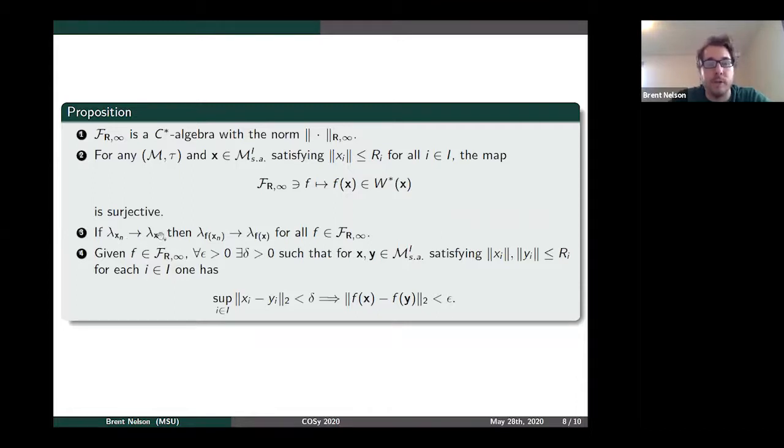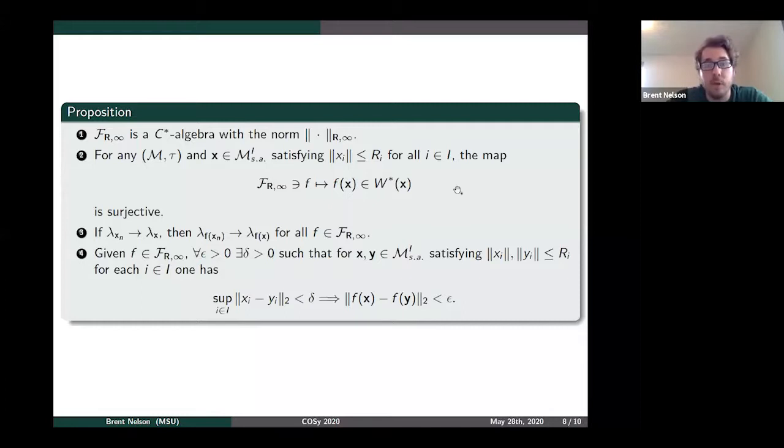If you have convergence of a sequence in this way, then that passes through convergence when you evaluate these two new operators under any element in this R infinity thing. Okay, and then lastly, these are uniformly L2 Lipschitz in the following sense. So given some fixed F in R infinity, for any epsilon, there exists a delta, so that if you have a pair of tuples satisfying this operator norm bound condition, then being delta close in L2 for every entry in the tuple guarantees that you'll be close in L2 under the images under this map F.